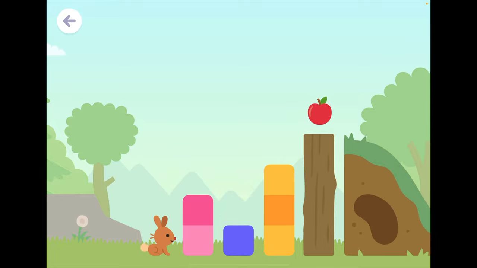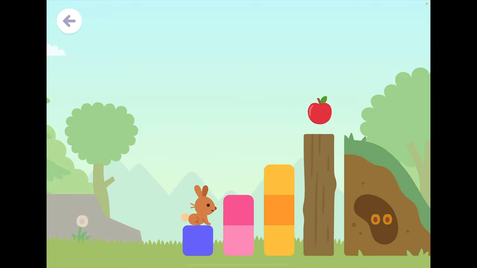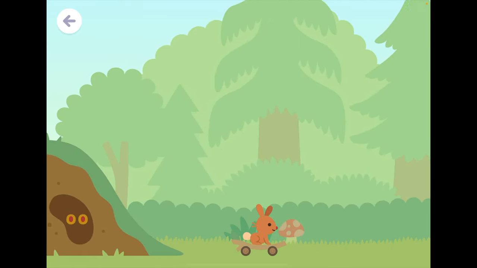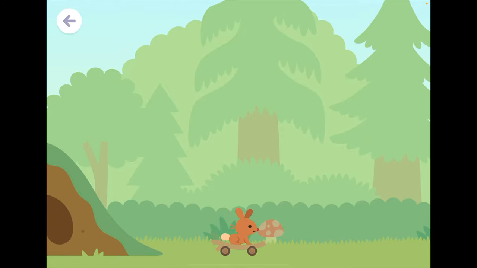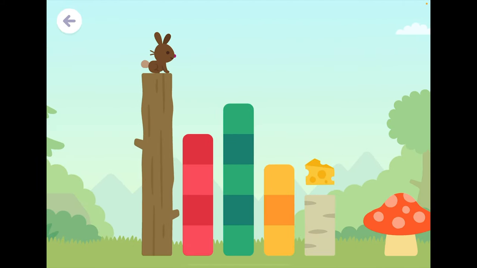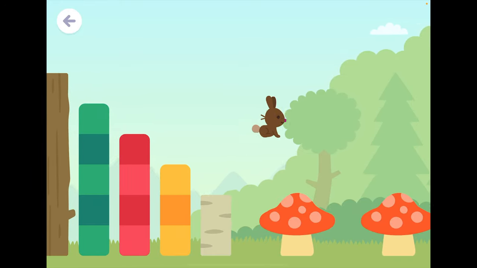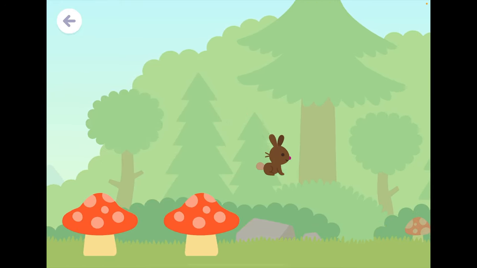Now we have to rearrange things so the bunny can get up to the apple. Yay! Oh my goodness, he rode a skateboard down. That's funny. Oh my goodness. Now the bunny needs to get down to the cheese. So we go from tall to medium to short. And then he hops across the mushrooms.